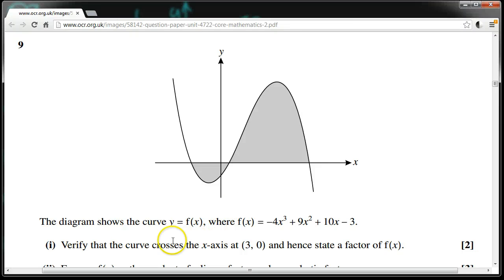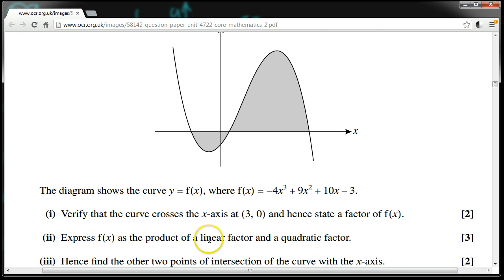The diagram shows the curve y equals f of x, where f of x is equal to this cubic polynomial here. Verify that the curve crosses the x-axis at (3, 0), so either there or there, and hence state a factor of f of x.